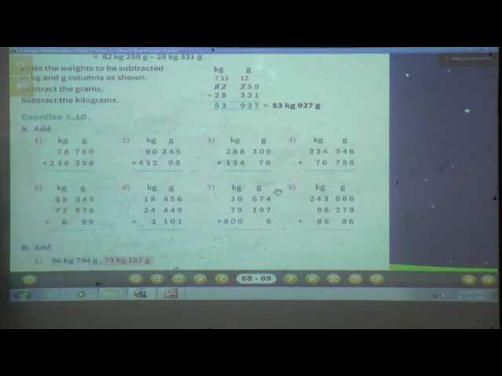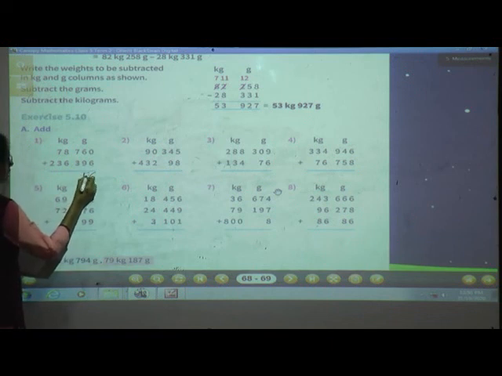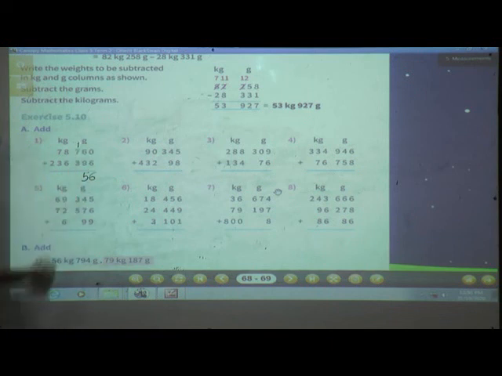0 plus 6, start from the ones place. From the grams column we have to start. From the right side we always have to start. 0 plus 6, 6. Then 6 plus 9, correct, 15. So what will you write here? 5 and carry 1. Okay.